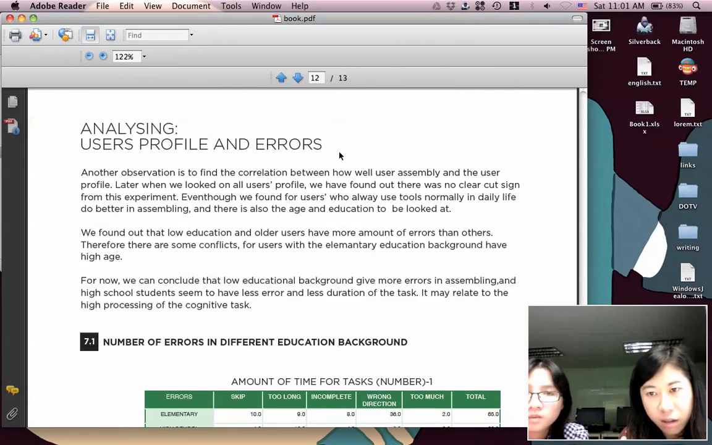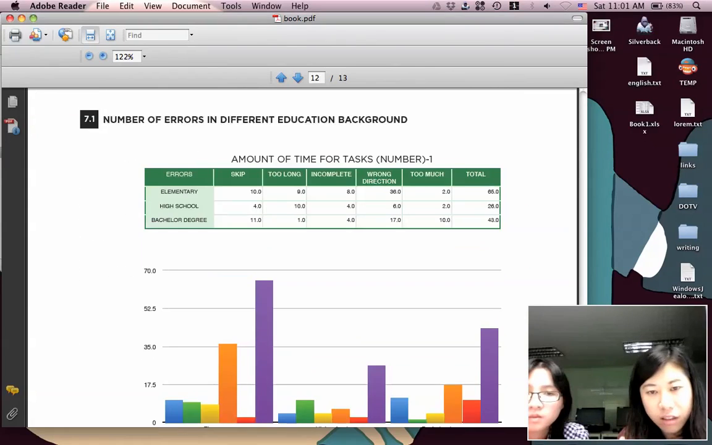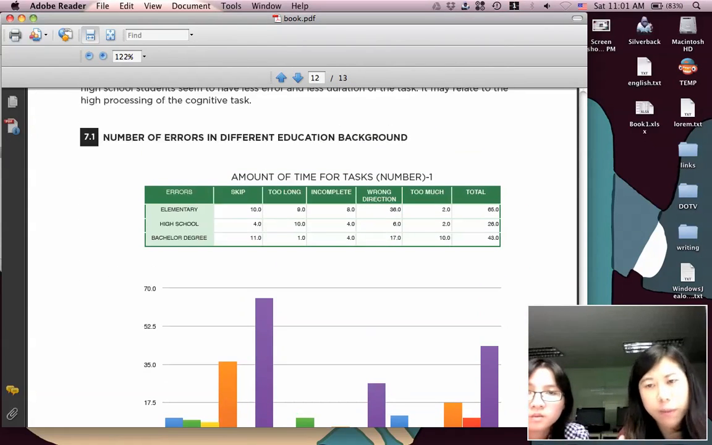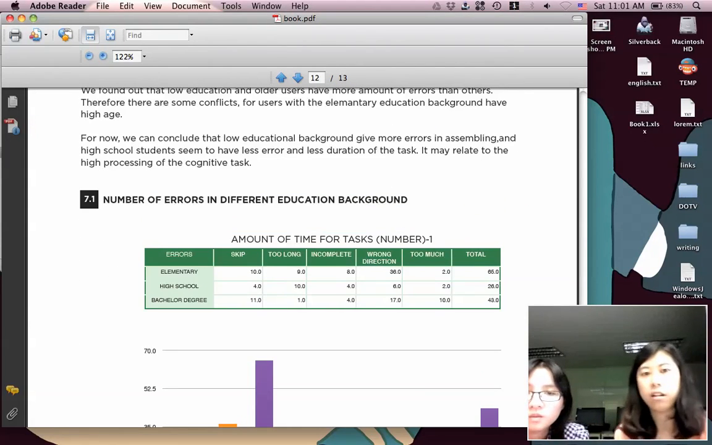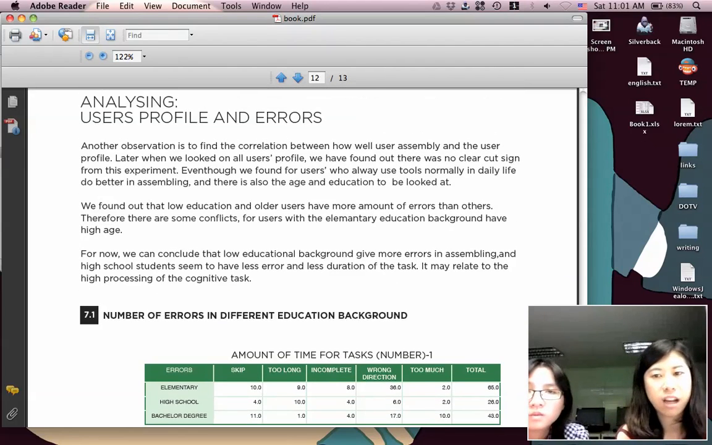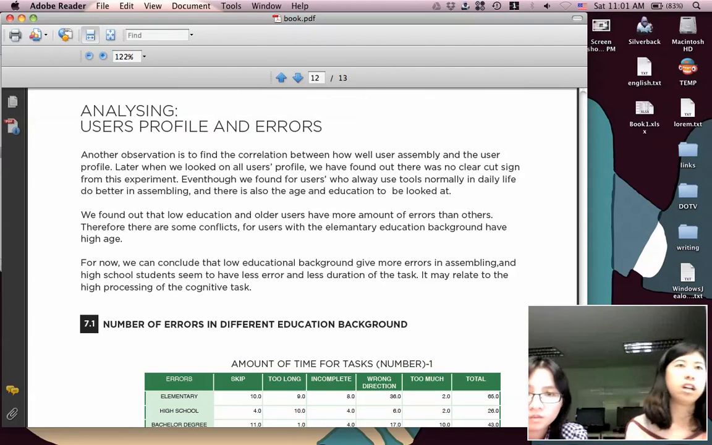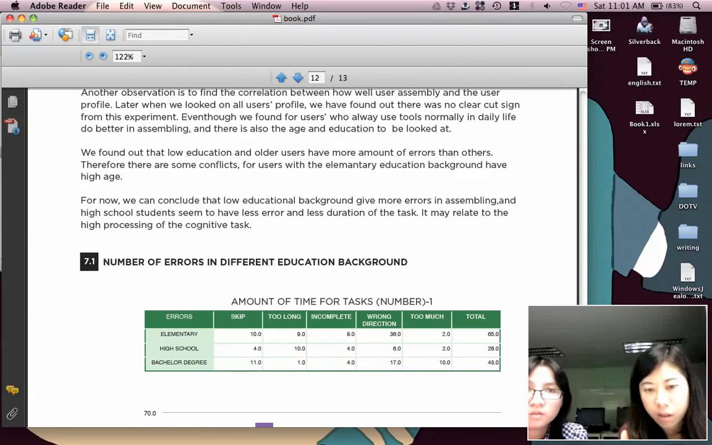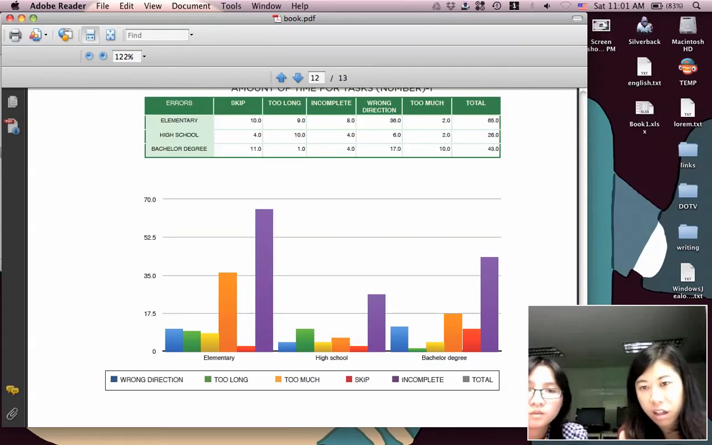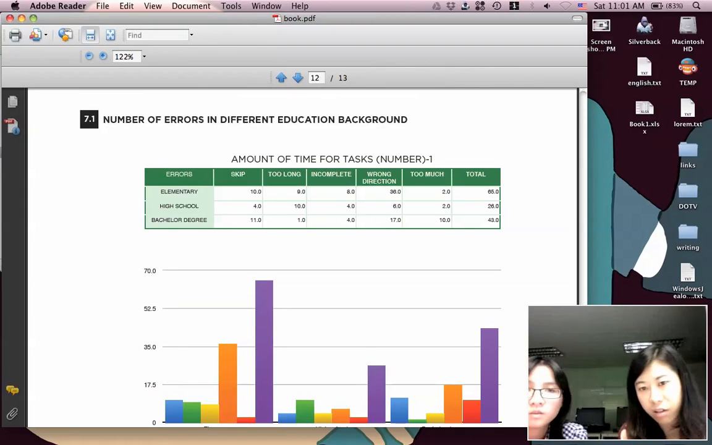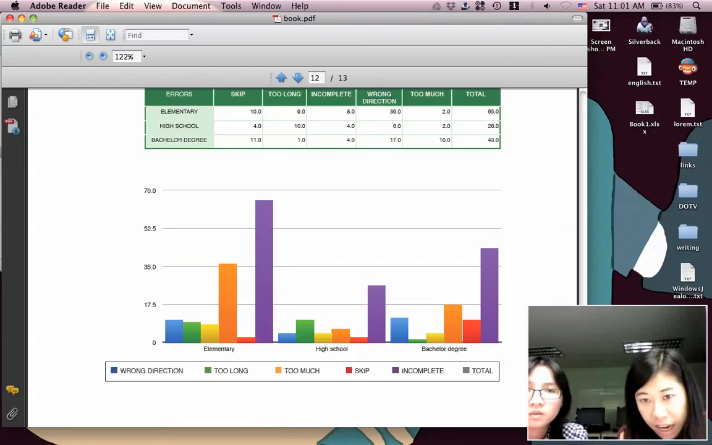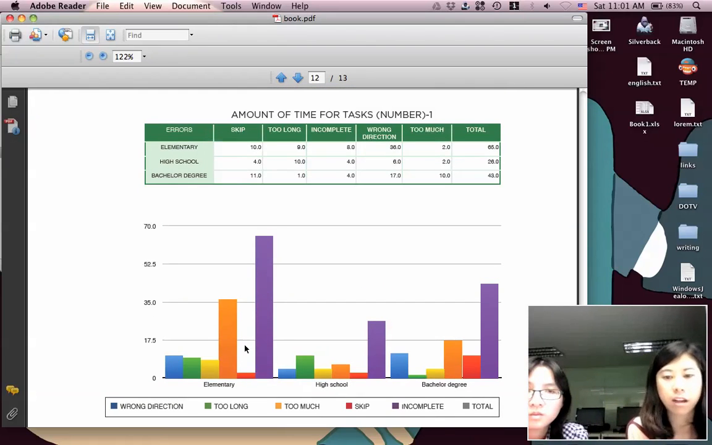Okay, analyzing the users. We did some analysis on the users also, but this is from the questionnaire, and we found that some of the information wasn't accurate enough. So we just did a little on education and age. People with low education, the lowest being elementary, used the most time in assembling, and then the high school group is also the best.